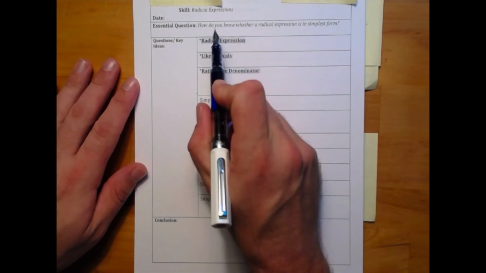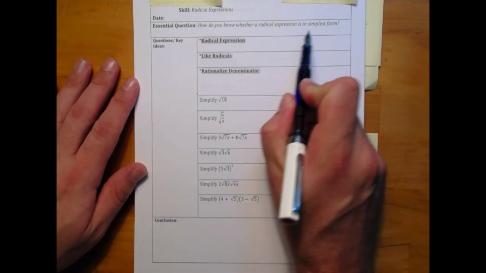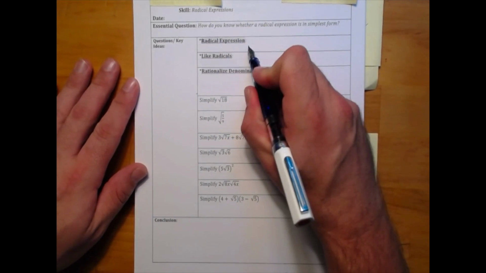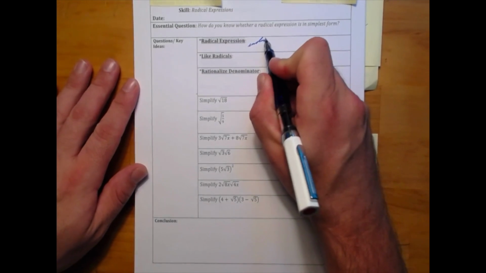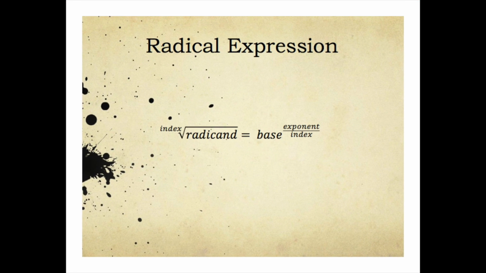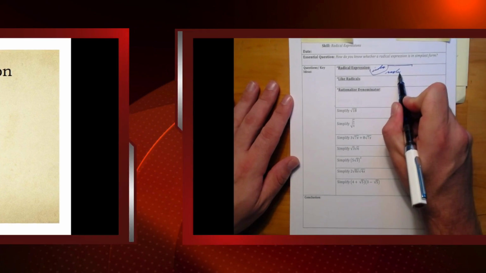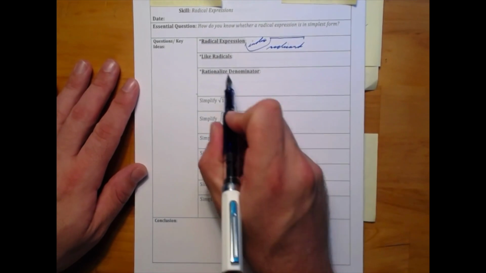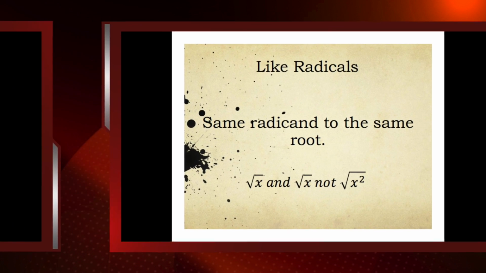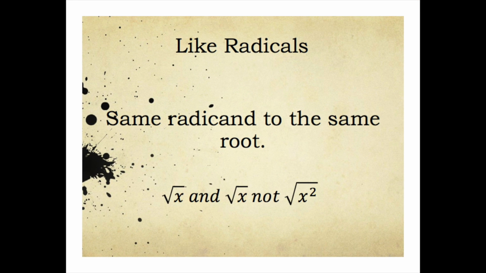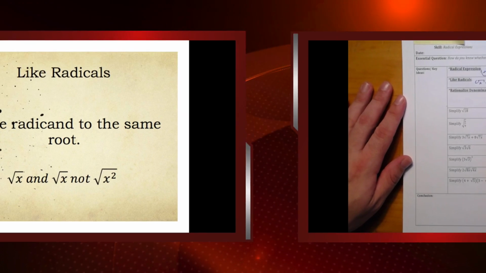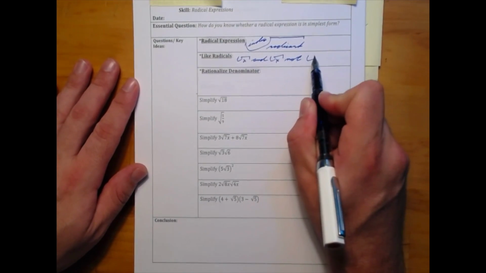Let's look at some radical expressions. A radical expression is a number underneath a root bar. That number underneath a root bar is called a radicand. Two radicals are considered like radicals if they have the same root and same radicand within them, like radical x, but not radical x squared.